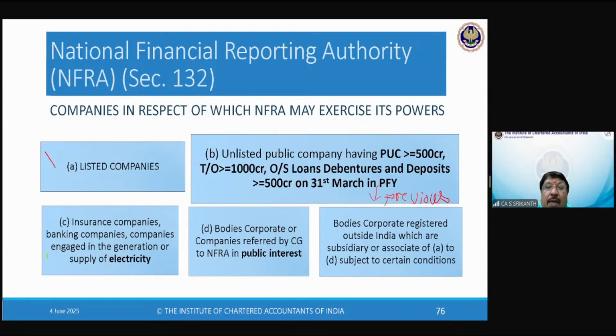Outstanding loans, debentures and deposits, any one thing. Altogether, 500 crore. Loans, debentures, deposits, 500 crore. Any one of these, okay? Any one. There is no and. It is either or: either PUC greater than or equal to, or turnover greater than or equal to, or outstanding loans greater than or equal to. So even if you trigger one condition, suppose your paid up capital is only 100 crore, loans and deposits are hardly 200 crore, but your turnover is 2,000 crores, 1,200 crores.